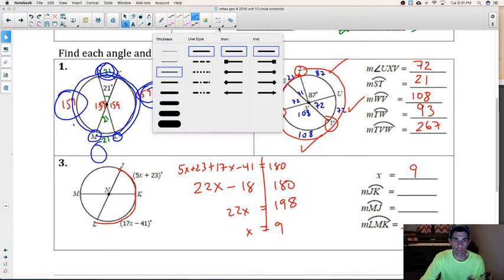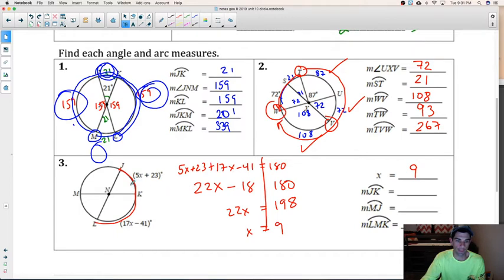Now you can go ahead and substitute that 9 into here and into there to get those values. So 5 times 9 plus 23 and 17 times 9 minus 41. So that's going to be 68 here, and then that's going to be 112 there. So there are my two arcs. So the first one, JK, 68. Now the second one they asked for was MJ.